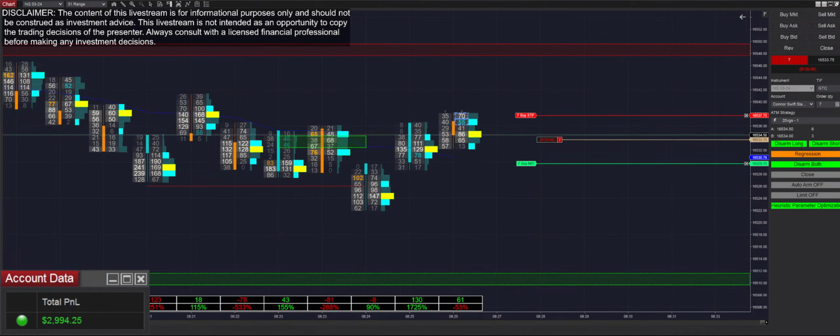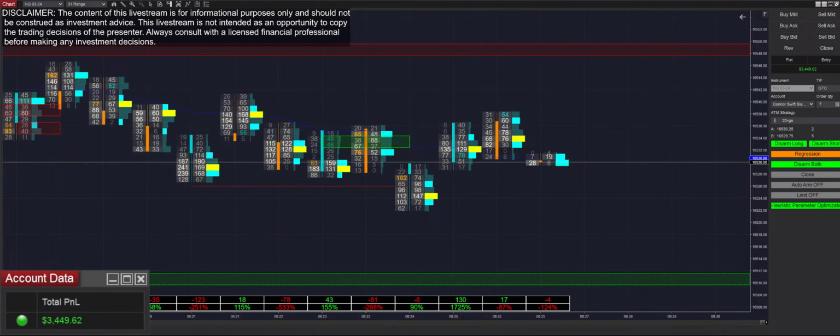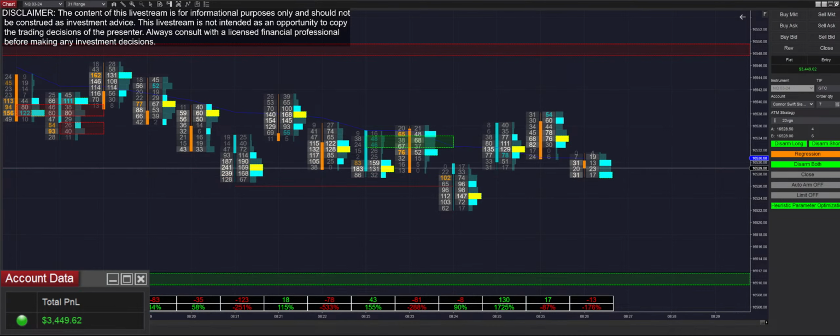Just got filled short here. End up winning that trade, up to 3449.62 on the day. That is very nice.